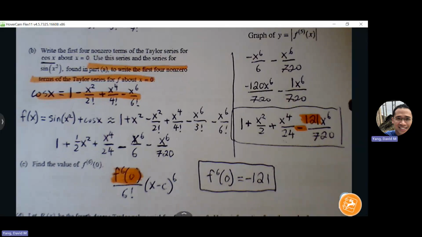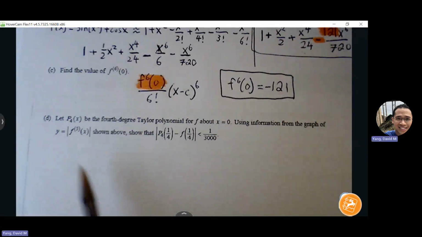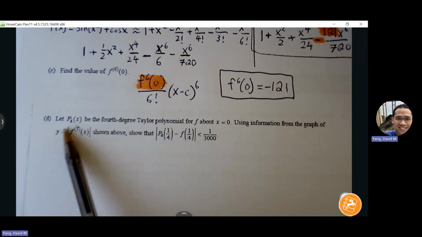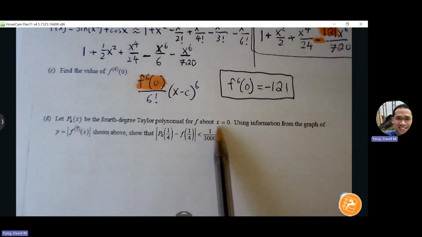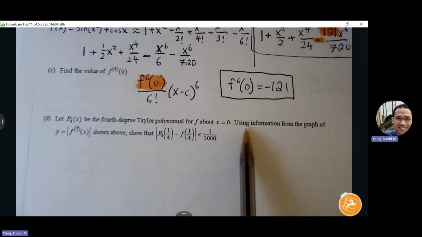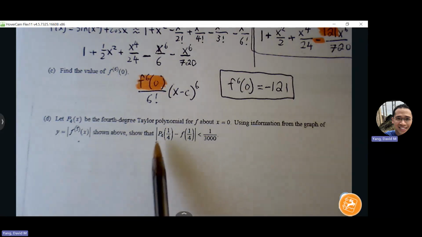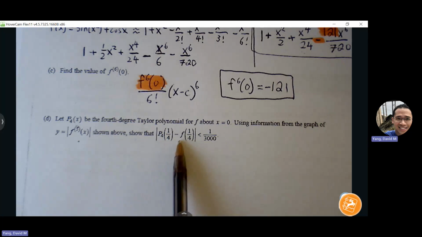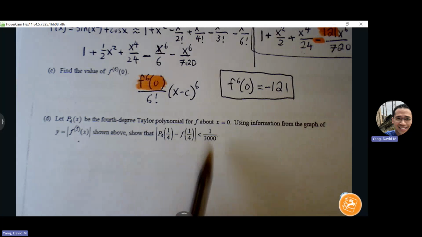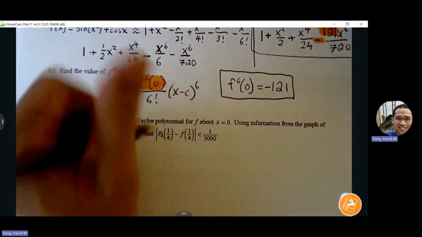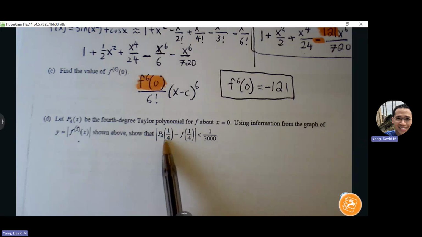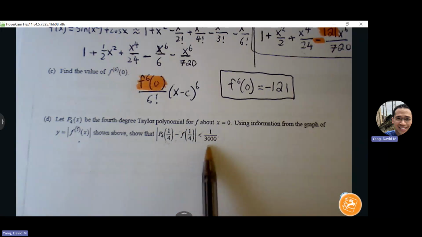Okay, part D. Okay, let the fourth degree Taylor polynomial that's given be represented by p sub 4 of x about x equals 0. So it's basically a Maclaurin polynomial. Using information from the graph of y equals the fifth derivative of x, show that p sub 4 of 1/4 minus f of 1/4 is less than 1 over 1,000. So basically this is going through Lagrange error theorem, right? Because we know that this means the approximation minus the actual value is going to have an error bound of less than 1 over 3,000.